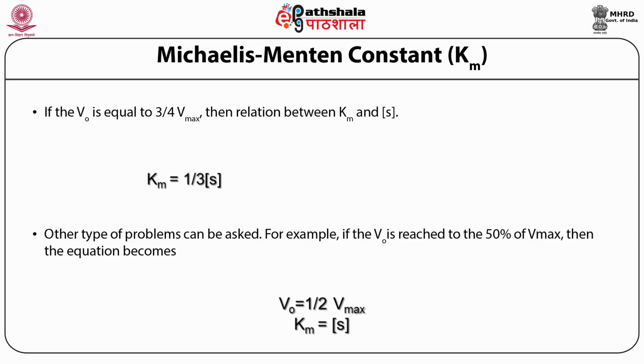Vmax. So in this way, another problem can be asked where the fraction of velocity is not given, but the fraction of Vmax achieved in terms of percentage is given. For example, if V0 is half Vmax, then 50% of the Vmax is achieved. When V0 is equal to 3/4 of the Vmax, then 75% Vmax is achieved. So if you say that 50% Vmax is achieved, then Km is equal to the substrate concentration.